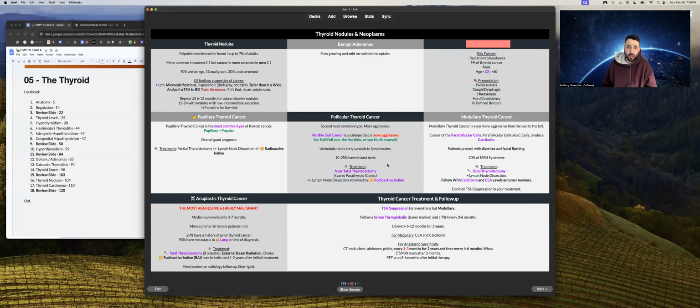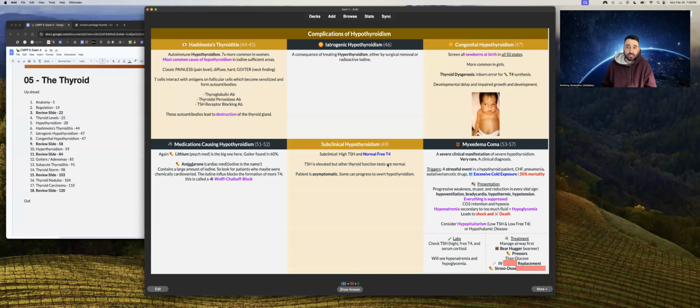All right, upper right of thyroid nodules is what? I don't know. Thyroid carcinoma. Oh, okay. It's just a cancer chilling up there.